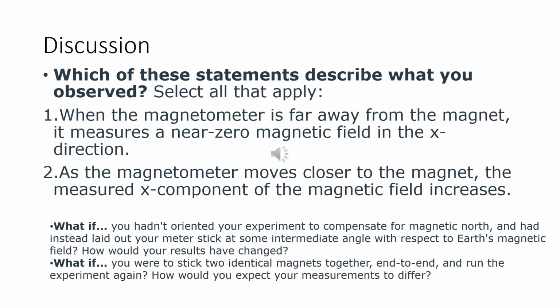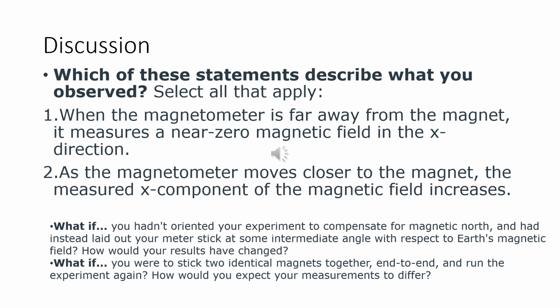So in this discussion, there are two statements that describe what we observed. The second one is that as r decreases, the magnetic field increases. That's a pretty obvious one. And the first one is that when you're far away, it's just a zero vector. Again, this relates to the second one: as distance increases, distance is in the denominator of that equation.